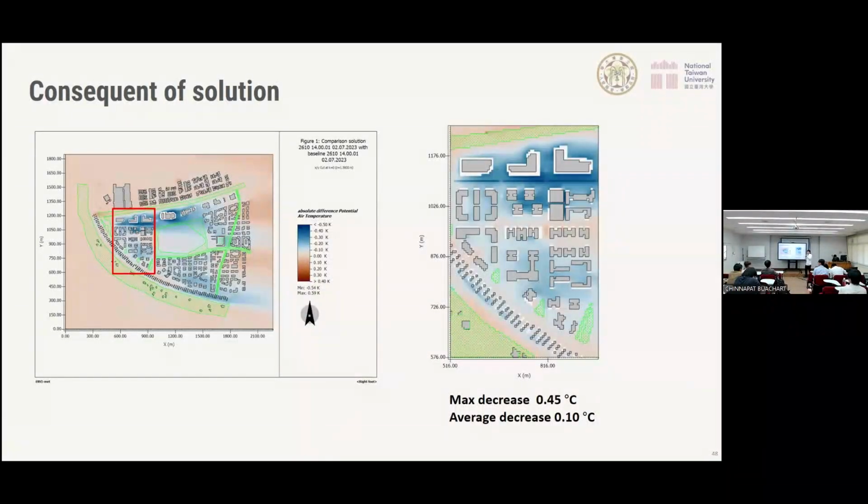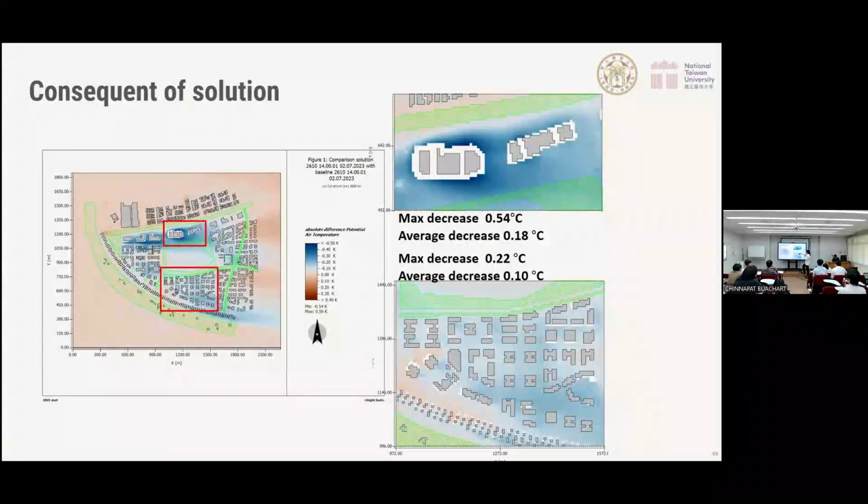And after that, we have a comparison numerical analysis. We first analyze the left-hand side of the study area. The maximum decrease on the left-hand side is about 0.45 degrees, and the average decrease in this area is about 0.1. The number is reduced because some of the area has no air temperature change, but we use the average, so the number will be small. And in the middle part, it is also about 0.45 and 0.22.